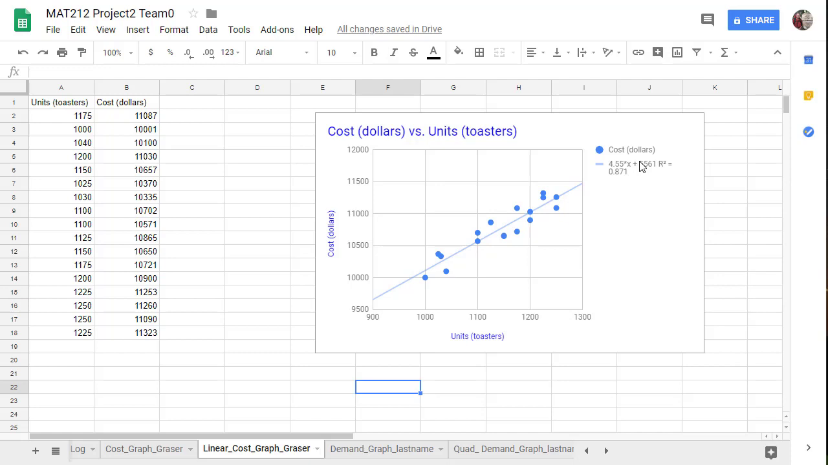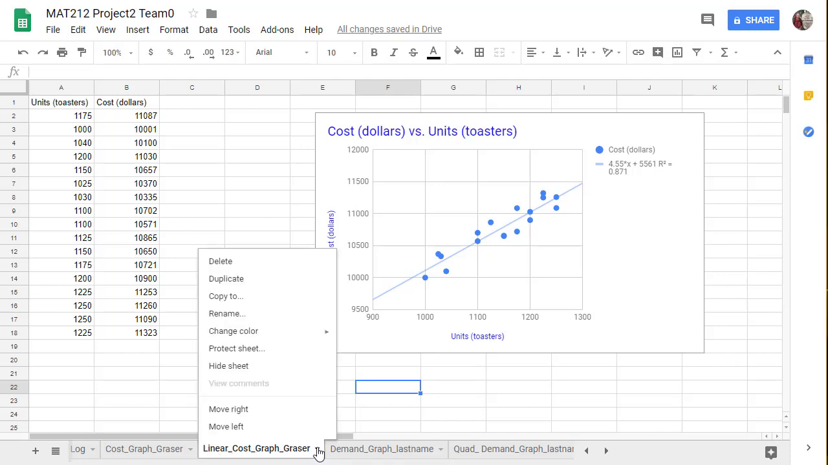So presumably now you'll have a linear cost graph, a linear demand graph, a quadratic cost graph, and a quadratic demand graph. I've just got linear and quad for my cost and demand here, but you're going to have a lot more than that. So I'm going to start and work out what's called the absolute percent error for the linear cost graph.